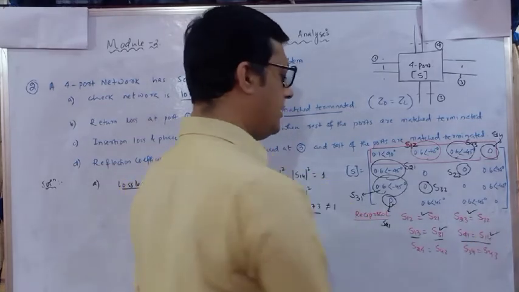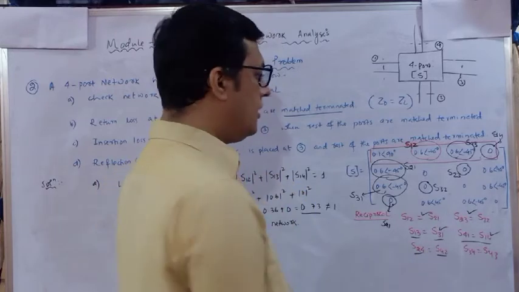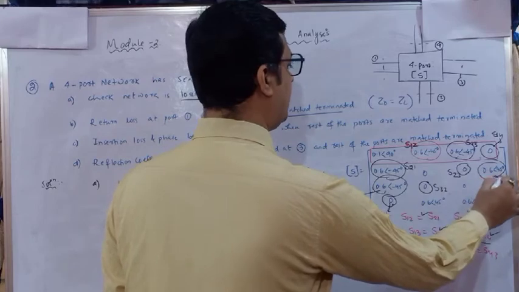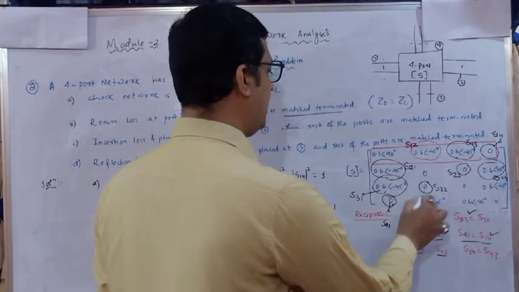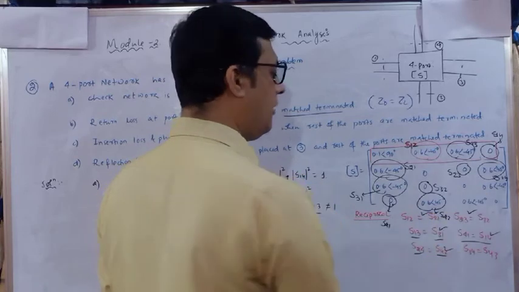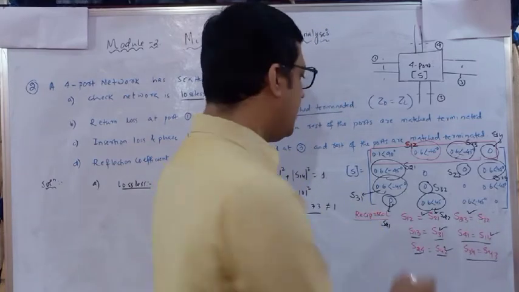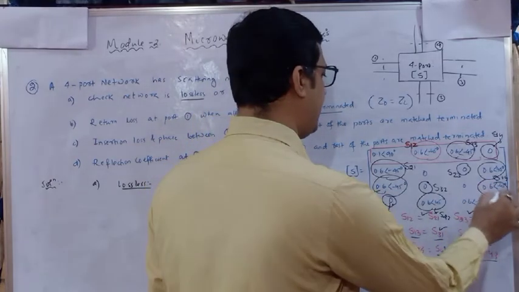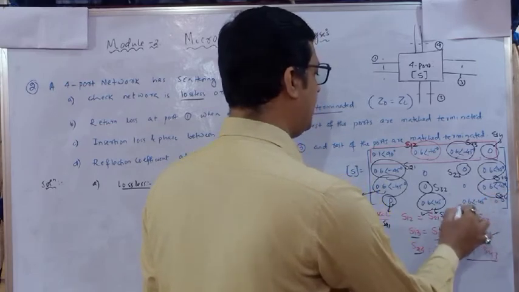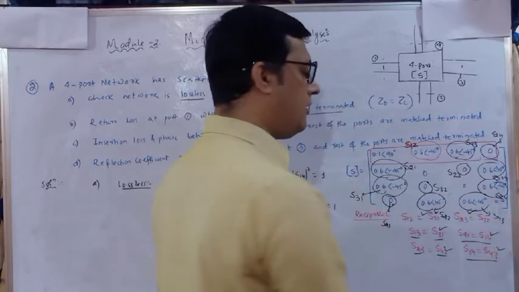So it satisfies. Done. Similarly, S24 is equal to S42. S24 is 0.6 angle 45 degrees. So it is S24. Similarly, here also it is S42. Both are the same. So it is also the same. Similarly, S34 is equal to S43. S34 is 0.6 angle minus 45 degrees. Similarly, S43 is also the same. So this property is also satisfied.